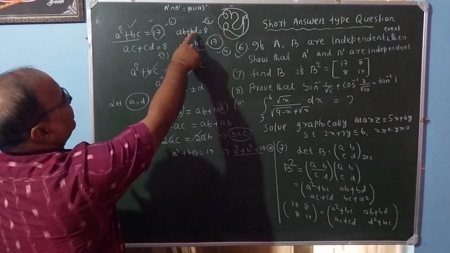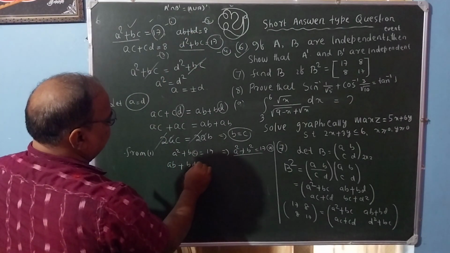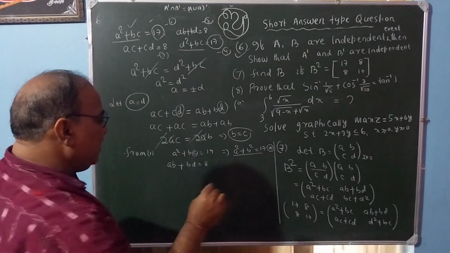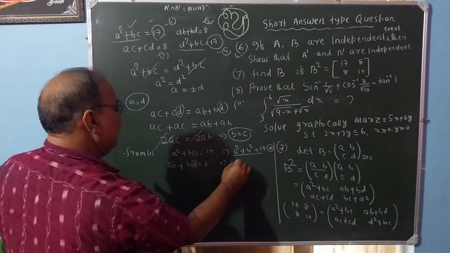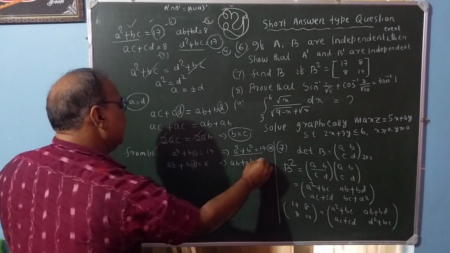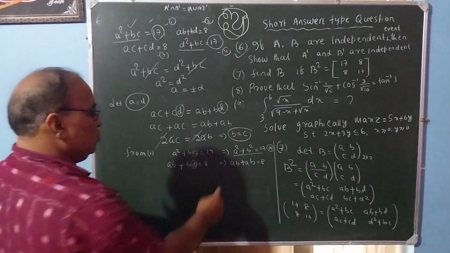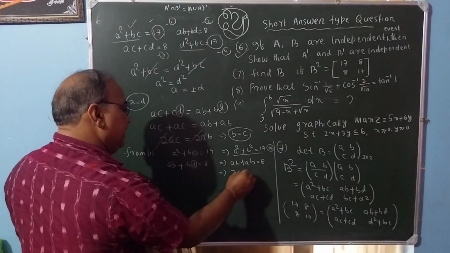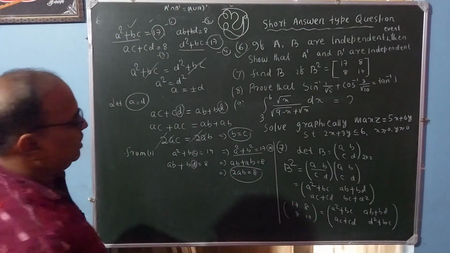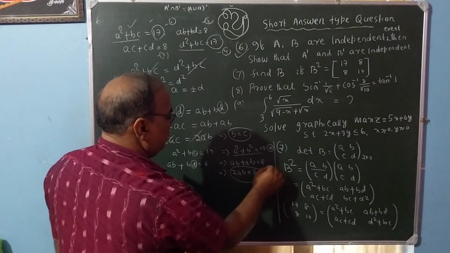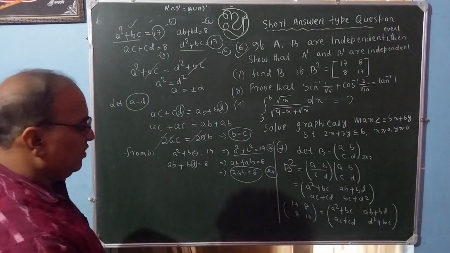Again, we get here AB plus BD is equal to 8. Now in place of D, we have to put A. So that implies AB plus AB is equal to 8. That implies 2AB is equal to 8. This is another equation, double star. Okay, A square plus B square is 17, 2AB is equal to 8.